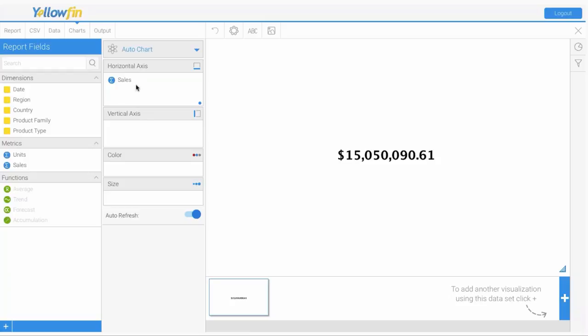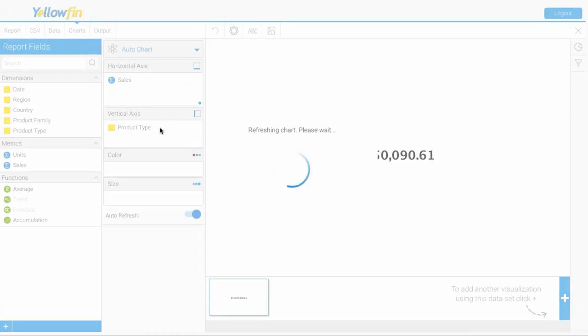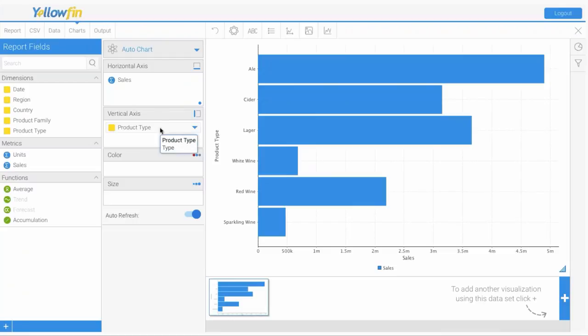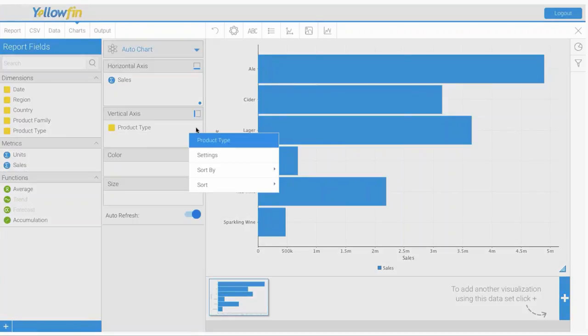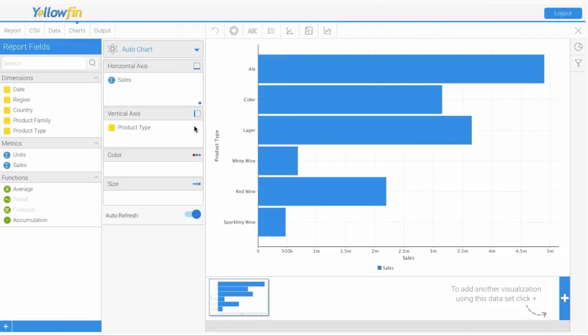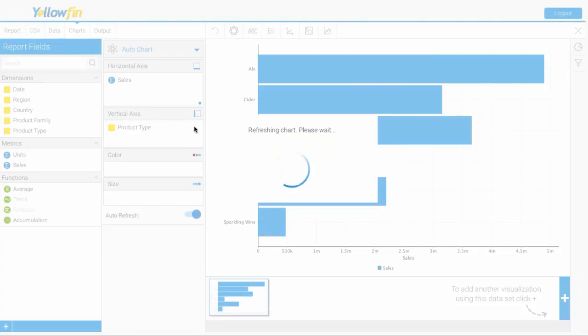So now we know how much our total sales is. The next question I might want to explore is how is this broken down by different product types? So to see that, we just need to take our product type dimension and move that to the vertical axis. And Yellowfin is going to now tell me how my sales is made up of different alcohol sales. So let me just sort this. So I'm just going to click on the dimension and let's just sort this by our metric. And I'll just quickly now sort this.